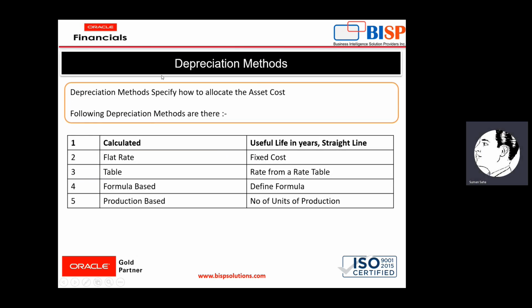Depreciation methods are the straight line method, fixed cost method, and rate from a rate table based method. Basically in a table you define the rate on a monthly basis, and on that basis the depreciation will be calculated. There is also a formula-based method and a number-of-units-based method.